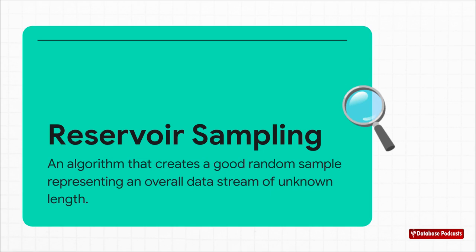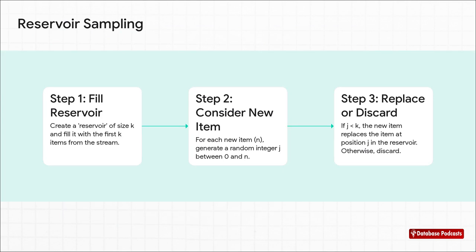Well, the answer is this really elegant algorithm called reservoir sampling. It is just a beautiful piece of computer science that solves this exact problem: how to keep a truly random sample of a fixed size from a stream of totally unknown length. So how does this magic work? It's actually pretty cool. First, you just create your reservoir and fill it up with the first K items that come along. That's the easy part.